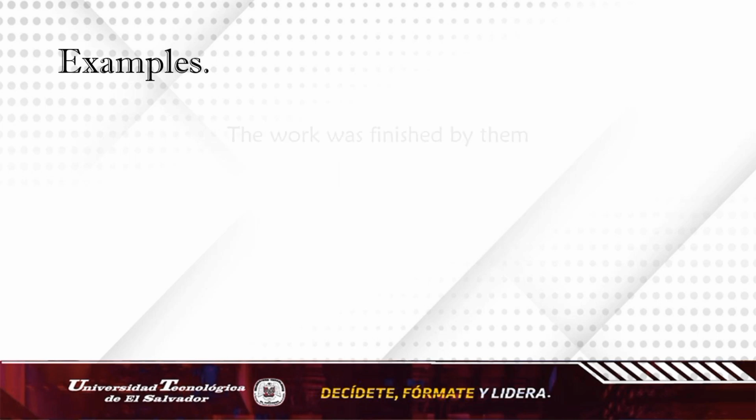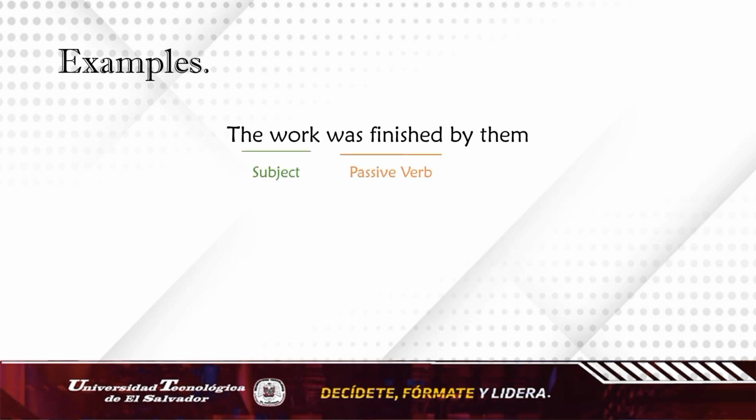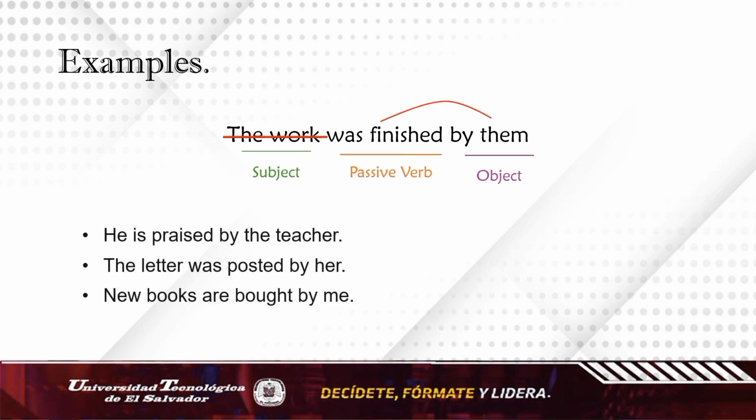For example, the work was finished by them. In this sentence we have the subject, the passive verb, and the object. In this example, the subject work is not the doer, it is being acted upon by the doer them. Here are other examples to clarify. He is praised by the teacher. The letter was posted by her. New books are bought by me.